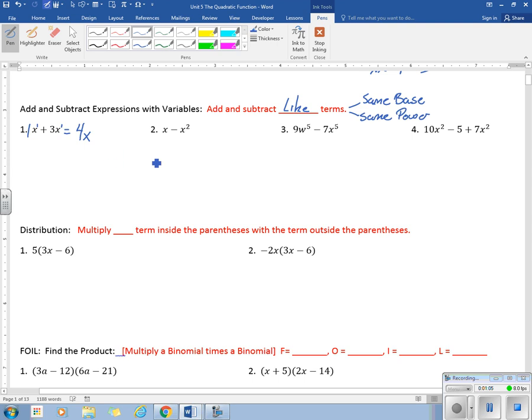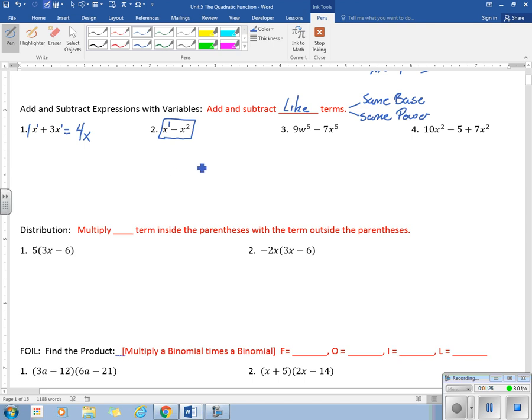Take a look at number 2. We have x minus x squared. Again, these ones have a base of x. They're both base x, but the powers don't match. Since this one is x to the first, and this one's x squared, we can't add or subtract those any more than they already are. So this one is actually already simplified.